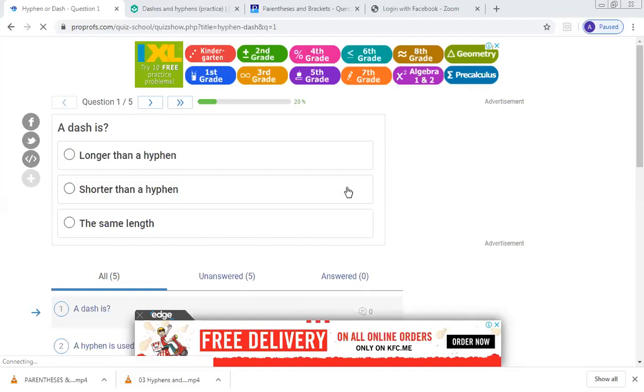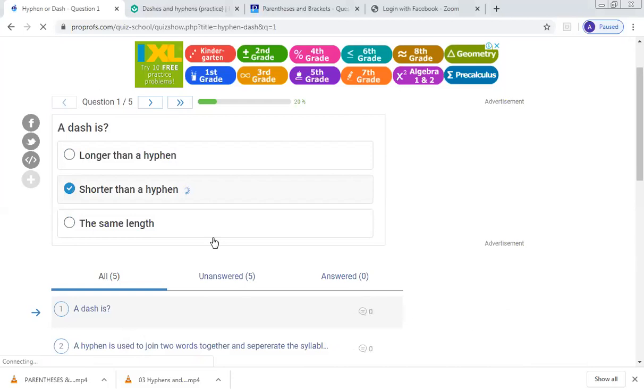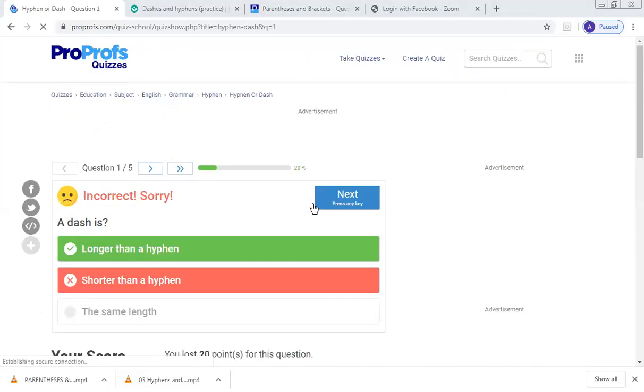Yes, Yahya? Shorter than a hyphen. The dash is shorter than a hyphen. Okay. By the way, here we have the answer: longer. Now, let's continue.